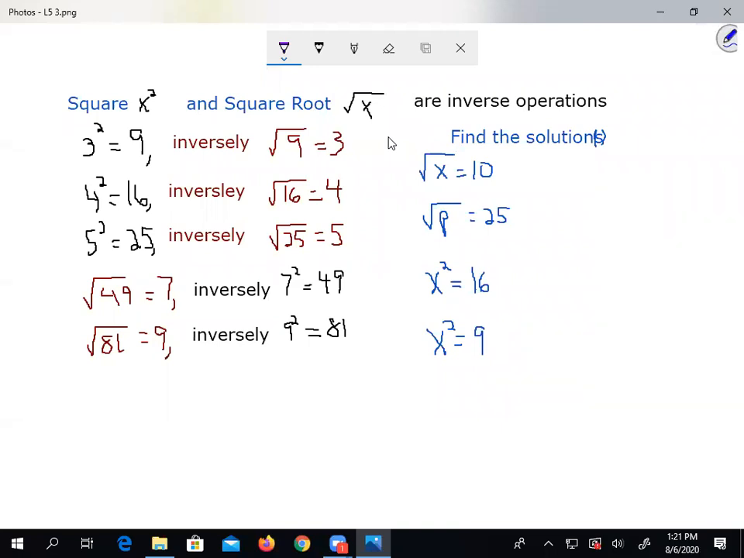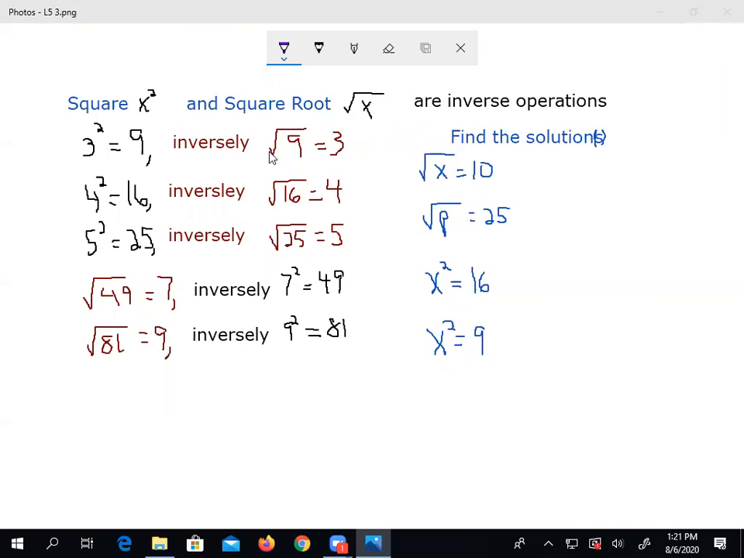So let's look at square and square root. Square and square root, they're going to be what we call inverse operations. You knew that square means that power of 2. So 3 squared, we know that means 3 times 3, which would be 9.